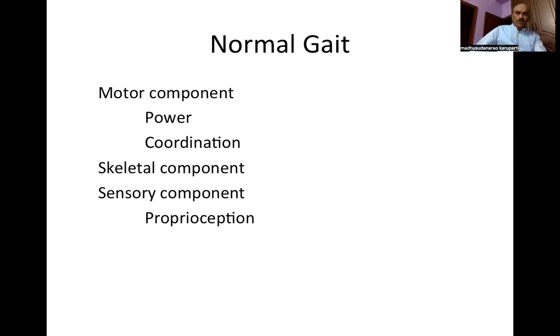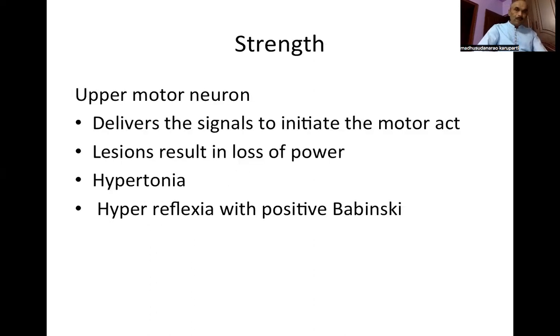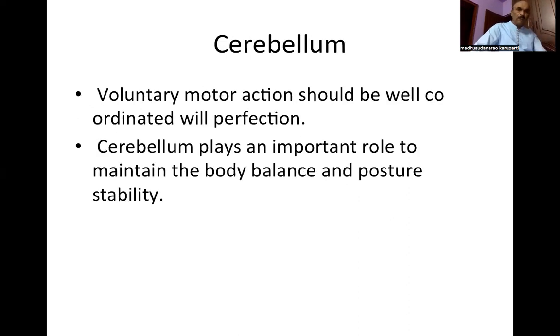Sensory component: any lesion in the proprioception pathway, that means the posterior columns taking the proprioception signal, can result in gait disturbance. That results in the situation called sensory ataxia, which we are going to touch on in detail in the various categories of the gait disturbance. Well, strength of the muscle, as I told you, is determined by the upper motor neuron and the lower motor neuron, and the cerebellum helps in the coordination of the voluntary act.